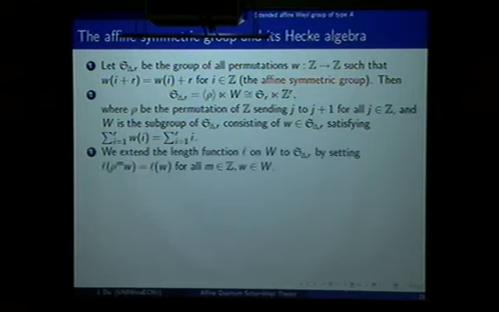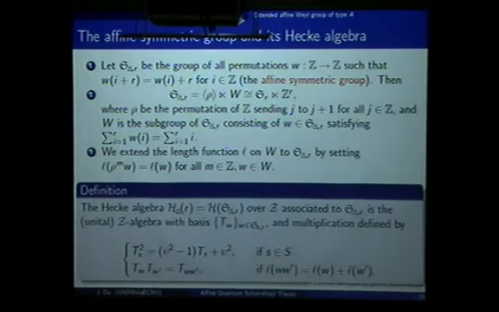And then you extend the length function from the Coxeter group, here W, to the affine symmetric group. Then you can define the Hecke algebra, in a very standard way. You still have certain simple reflections from this group because this is a Coxeter group. So that's a quadratic relation. Then when length is additive, you use the multiplication relation. So that's the standard definition, the so-called extended affine Hecke algebra of type A.